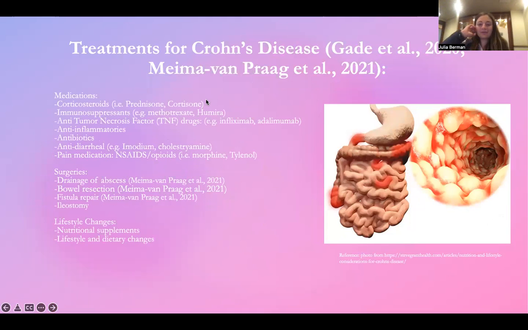So there are many different treatments for Crohn's disease. They kind of vary widely in the invasive nature of the treatment and also, importantly, the cost of the treatment. There are often medications such as corticosteroids like prednisone, which help reduce the inflammation and mitigate the symptoms. Prednisone is also used in DMD to treat the inflammation associated with that disease.